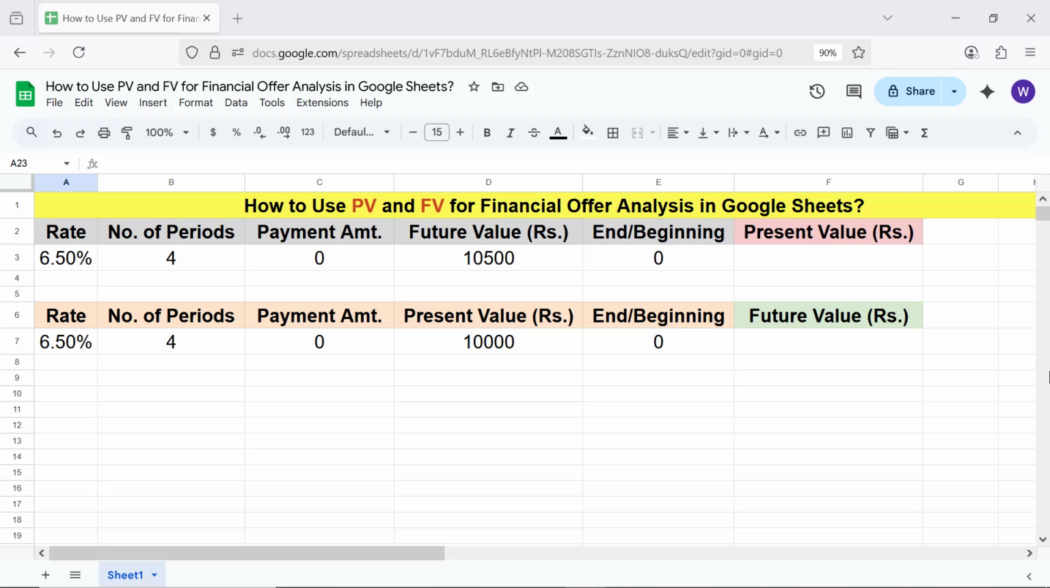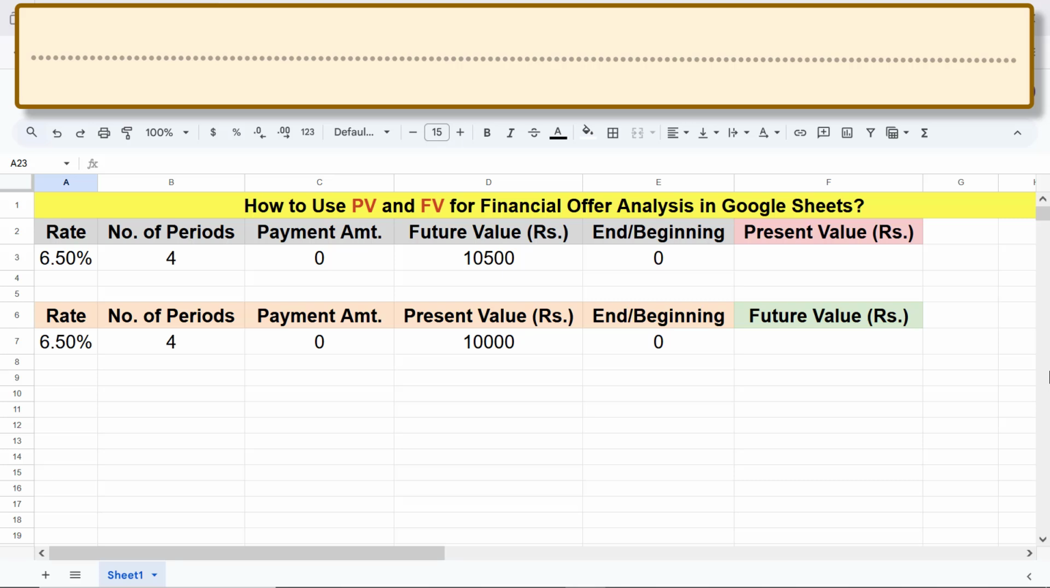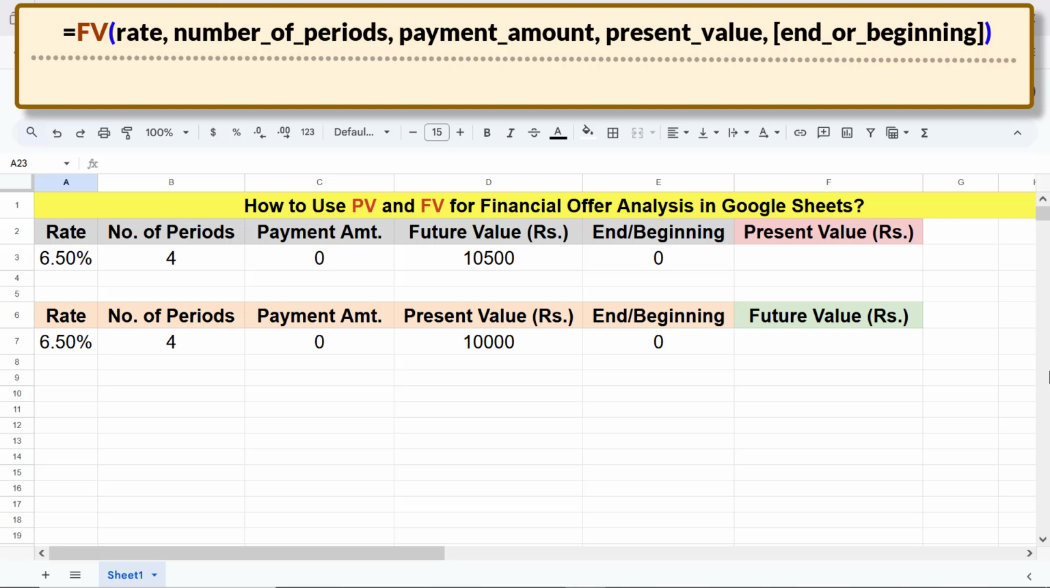Alright, let's take a look at the syntax of the PV function formula. Here is an example. Here is the syntax of the FV function formula. Let's look at an example.